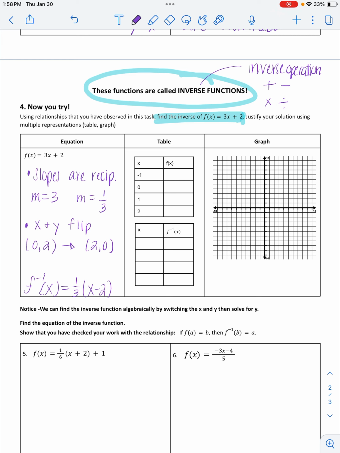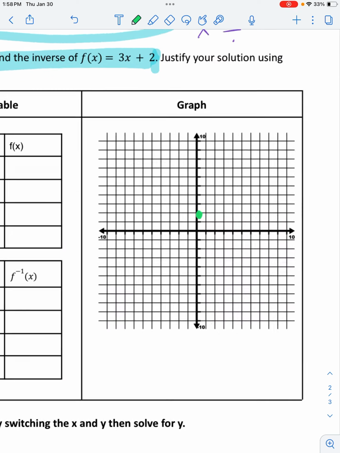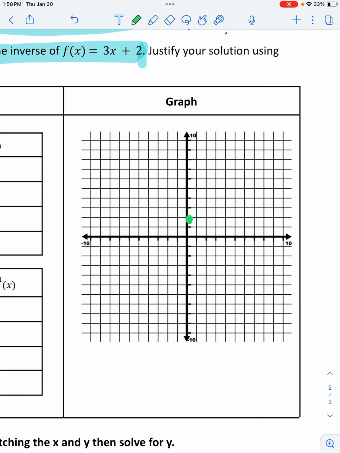And I can see that in the table itself too, or the graph, depending on which one you wanted to do first. So if I do my inverse of 3x plus 2, I can graph the y-intercept of 2. I'll zoom in here, up 3 over 1, up 3 over 1, continue.